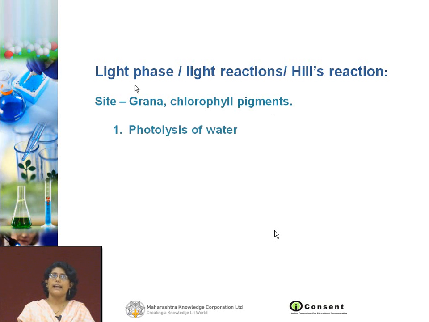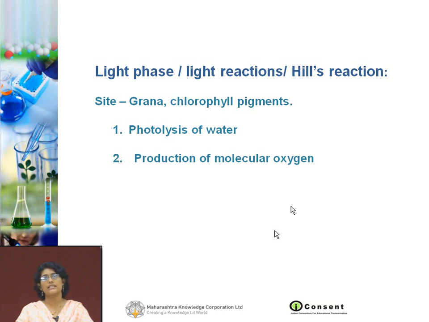We have said that in light reactions the water molecule breaks down to form H plus ions and OH minus ions. For this reaction, light energy is required. So this step is called photolysis of water. During this process, molecular oxygen is produced. Molecular oxygen means the gaseous form of oxygen, which is released from the leaves into the atmosphere through stomata. Stomata are the openings in the leaves on the lower surface. We have seen those stomata in the transverse section of the leaf.